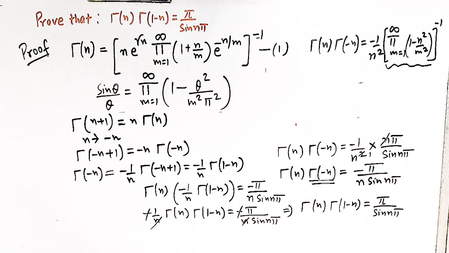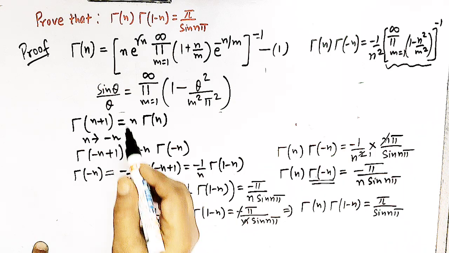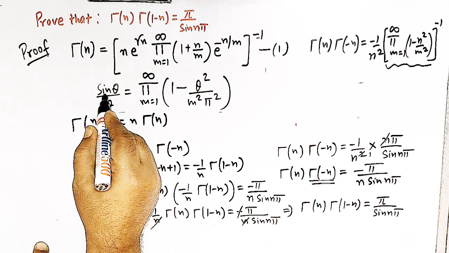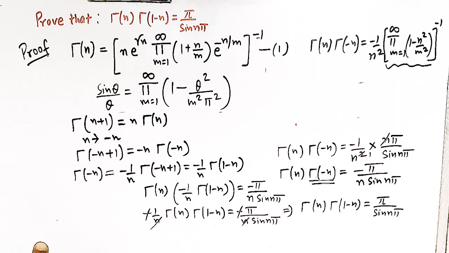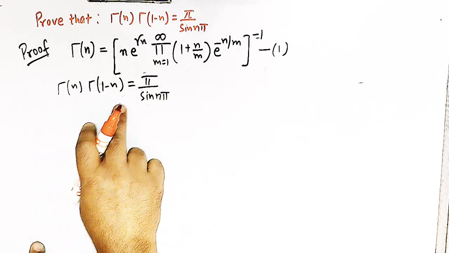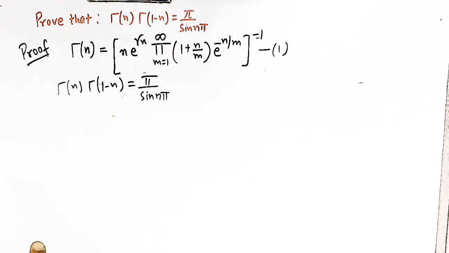So viewers, this is how, by making use of the definition of gamma function given by Weierstrass and the infinite product representation of sine theta, we can easily prove Euler's reflection formula. Now using Euler's reflection formula, we can also derive some important results, right?